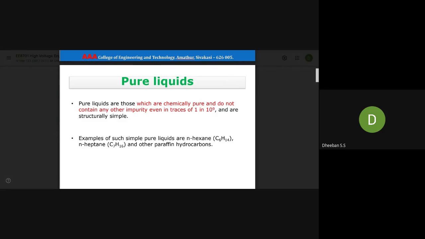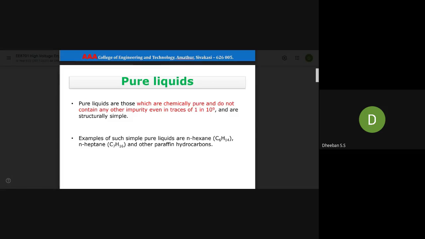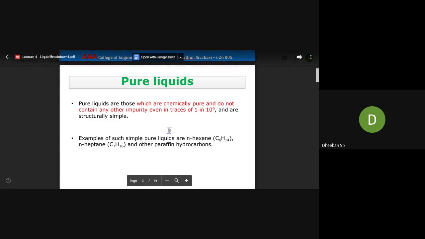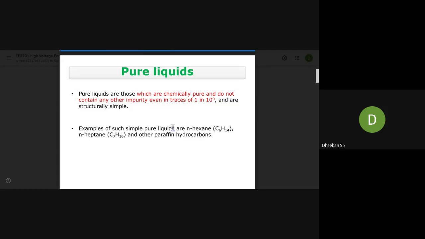They are also structurally simple. The molecular structure of these will be very simple, because most of these pure liquids come under organic compounds. In your 11th or 12th chemistry, you might have studied organic chemistry, inorganic chemistry, and physical chemistry. Here, mainly the organic compounds form the pure liquid structure.